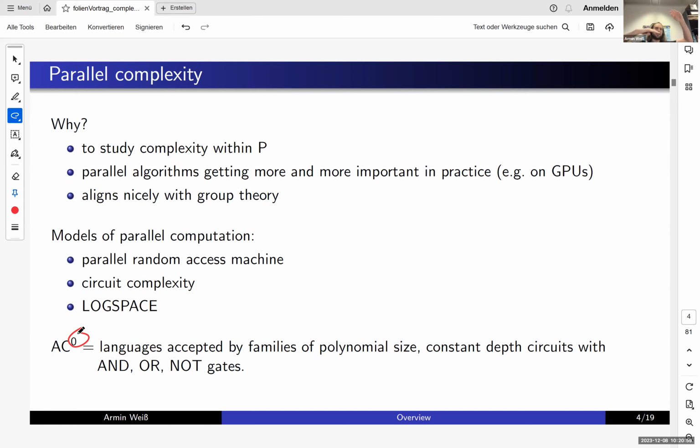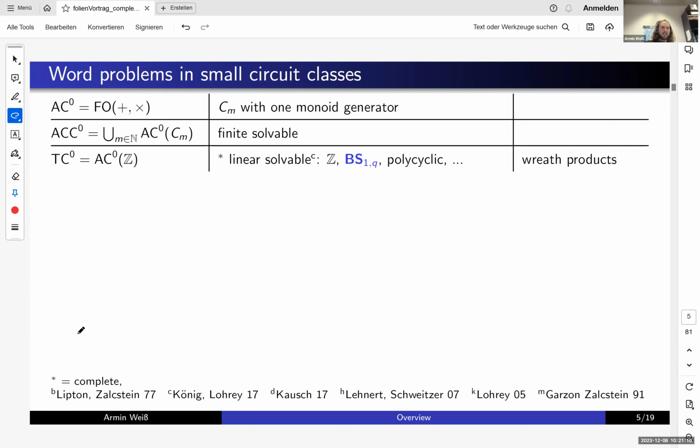Now, of course, constant depth only makes sense if all AND and OR gates have arbitrarily many inputs. Otherwise, we cannot do a lot. So we can have arbitrarily many inputs. Okay, now let's look at some word problems in these circuit classes.